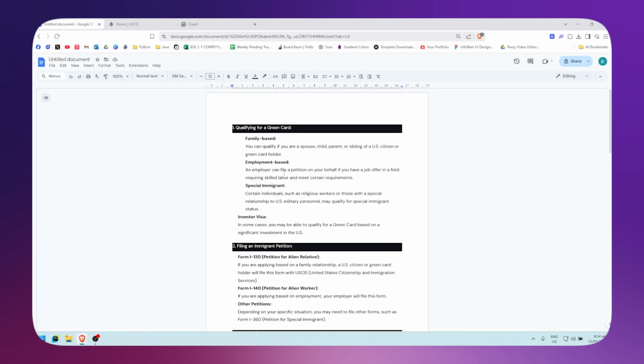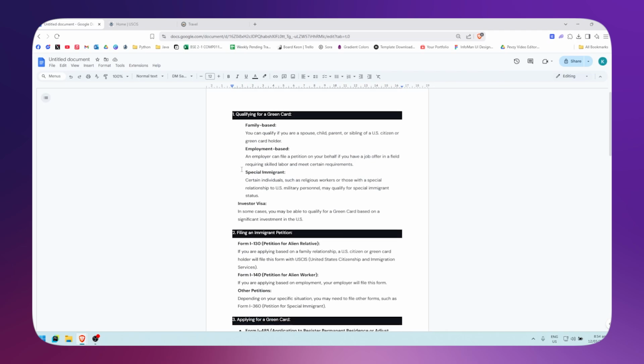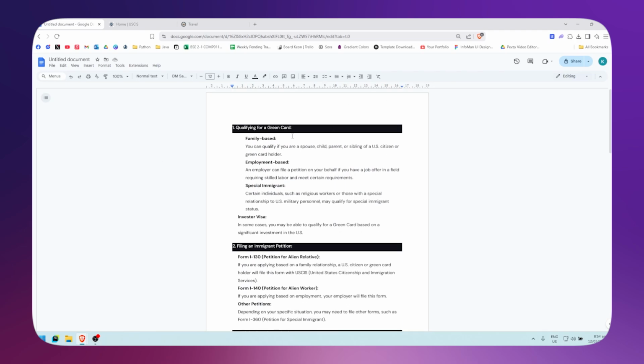So here's a more detailed breakdown so you could understand it. So first is qualifying for a green card. So it may be family based, or you can qualify if you are a spouse, child, parent, or sibling of a US citizen or green card holder. Next is employment based. So an employer can file a petition on your behalf if you have a job offer in a field requiring skilled labor and meet certain requirements.